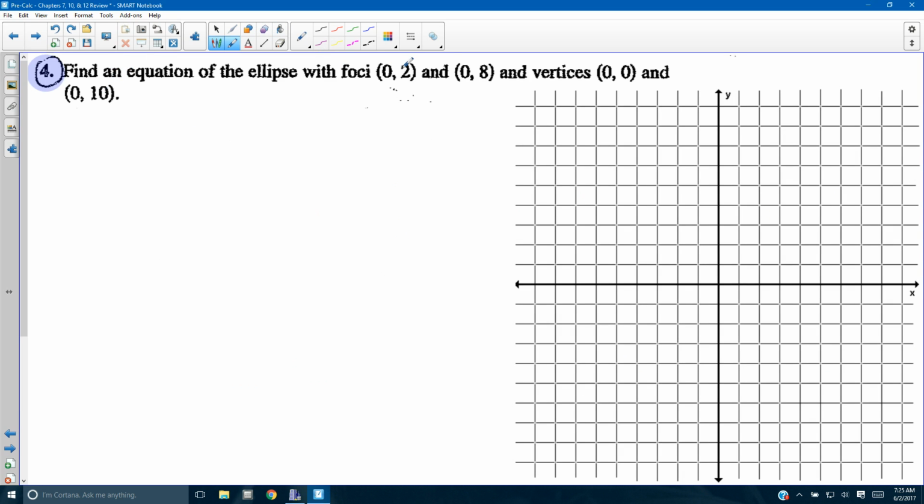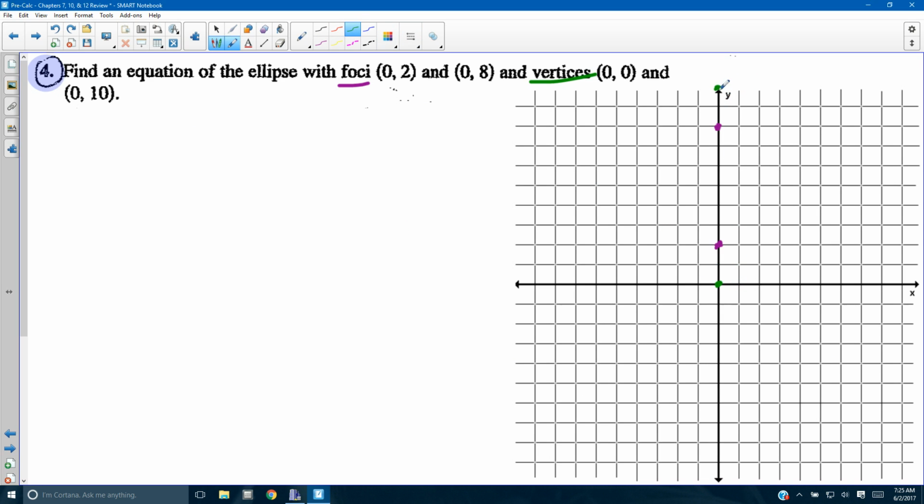Find an equation of the ellipse with foci at 0, 2, and 0, 8, and vertices at 0, 0, and 0, 10. When in doubt, draw it out. Foci will be purple, vertices will be green. Hey, why not? Foci at 0, 2, and 0, 8. Vertices at 0, 0, and 0, 10.